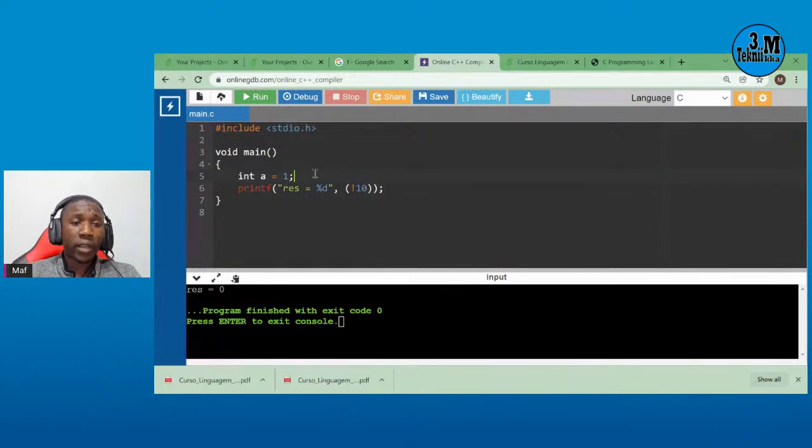But we have another way to assign. For example, you have a plus equals 2. That means this is exactly the same as a is equal to a plus 2. This is long form and this is short form. Okay, as a matter of fact, if you have here a, you'll have this 1 plus 2, okay, which is 3.